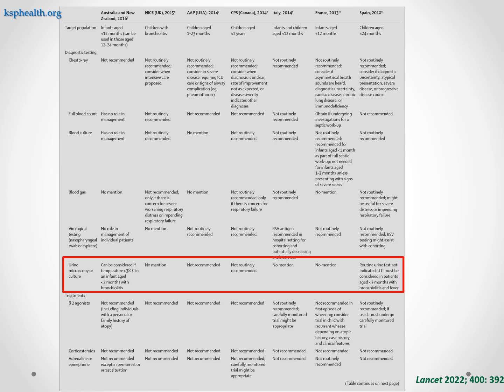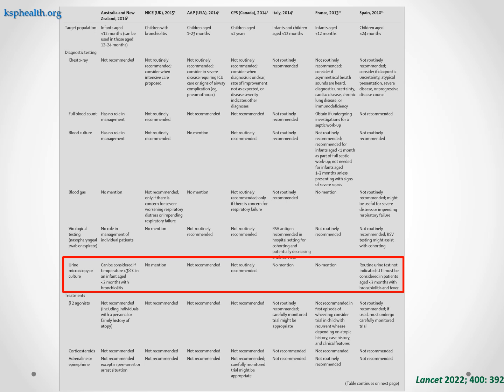This particular slide is showing text that is so small. Apologies, because it's hard to accommodate all 6 guidelines in one slide. There are multiple guidelines. The first one is Australia and New Zealand, second is UK, third is United States, then Canadian, Italy, France, and Spain. There are subtle differences between these guidelines, and I wanted to spell it out to you.